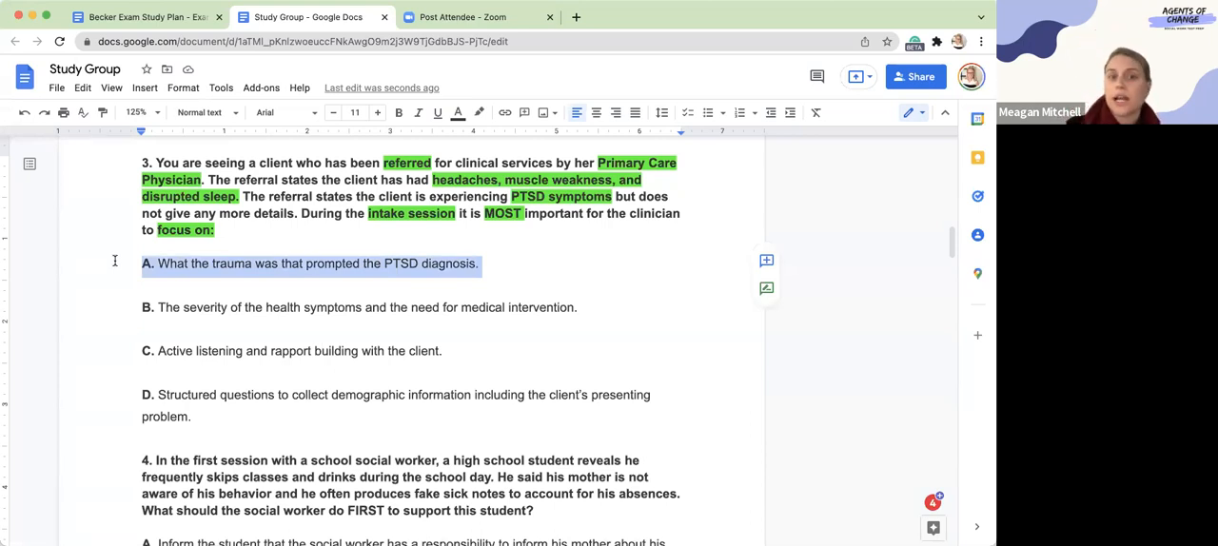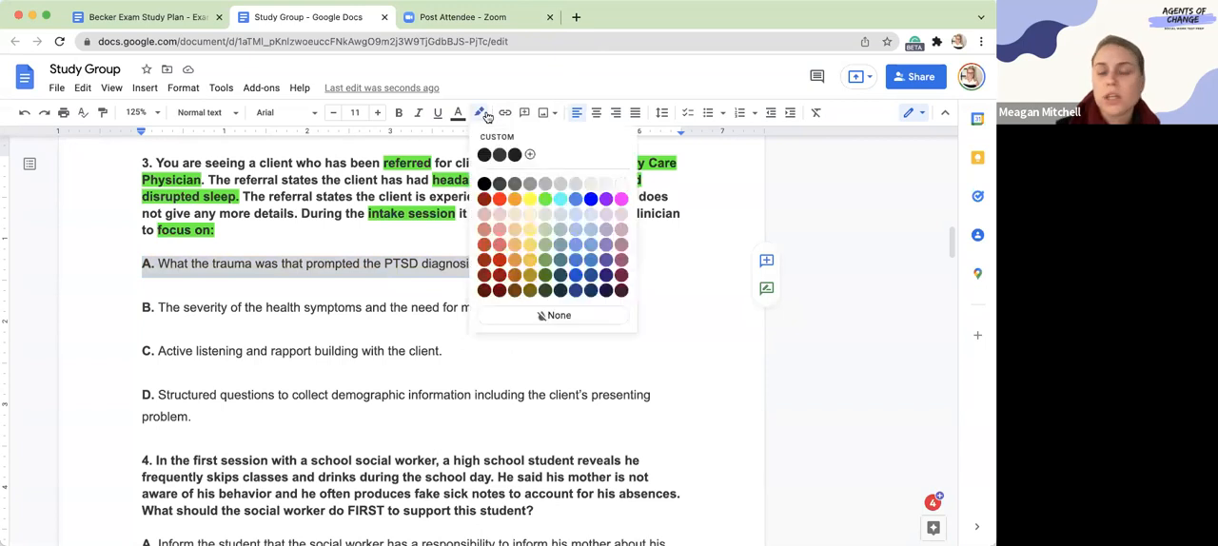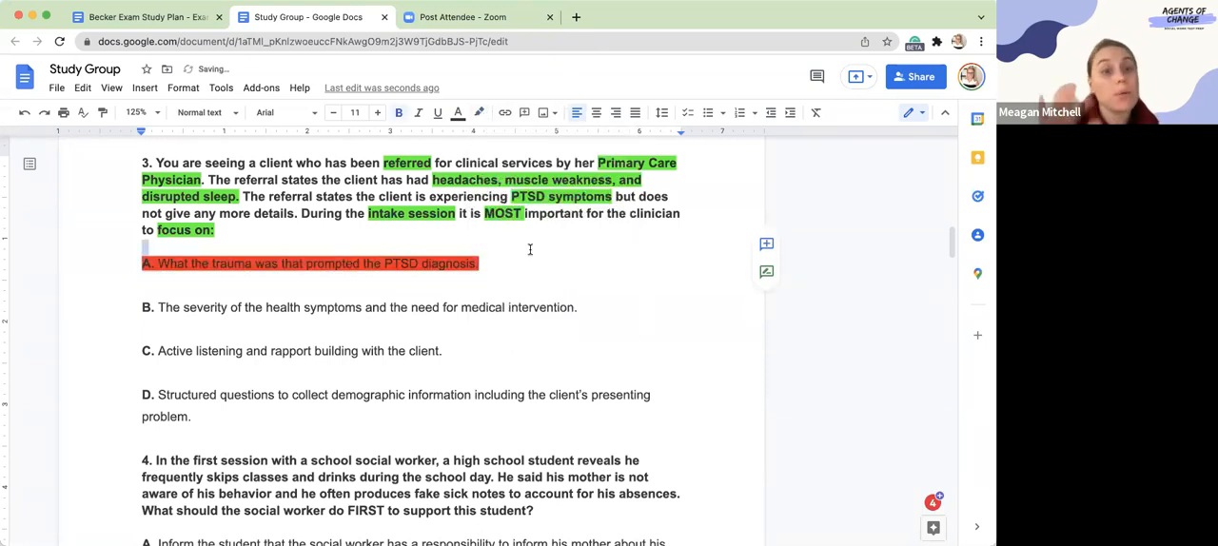We know there's a PTSD diagnosis. Do we need to dive right into the trauma narrative right at this point? Would that be appropriate? Would that be trauma informed? No. Some people might be willing to share that, but coming from a trauma informed approach, knowing that it might be very difficult or triggering for someone to talk about these things, that's not going to be the most important thing to focus on in an intake session.